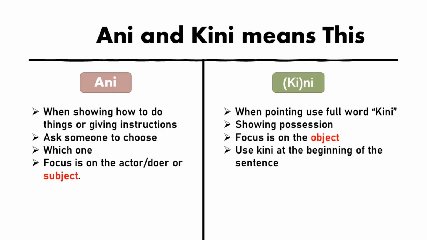All right, now let's have a recap. We have here Ani versus Kini. We will use Ani when you are giving instructions or showing how to do things. Number 2, when you are asking someone or somebody's asking you to choose. Number 3, focus is on the actor or the doer, the subject. Now, Kini: when literally pointing, use the full word Kini. Do not use ni, the shortcut. Number 2, use Kini when showing possession, like this is mine. And the last one, when using Kini, the focus here is on the object. Ani is focused on the subject, while Kini is focused on the object.